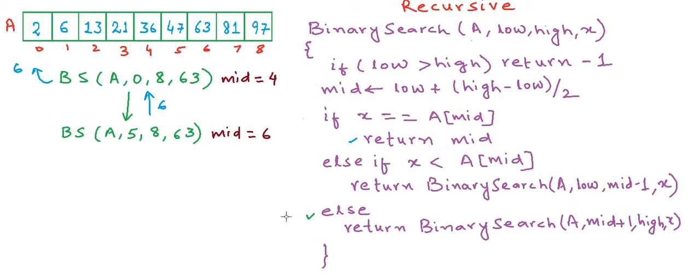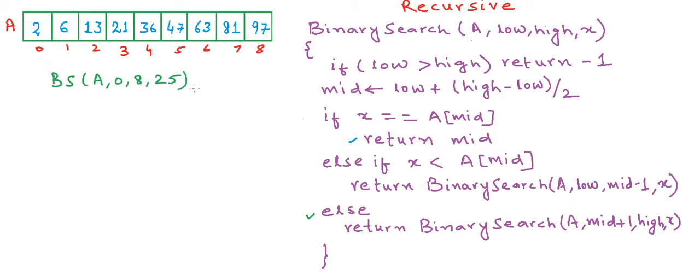Let us now say that we want to search for number 25. So we make this call to binary search from the main method. Now once again we calculate the mid. Now element at index 4, 36, is greater than 25. So we make a recursive call to search for 25 from index 0 to 3.